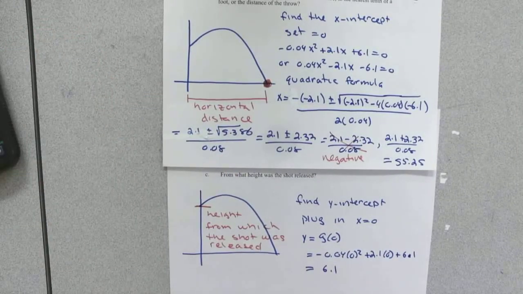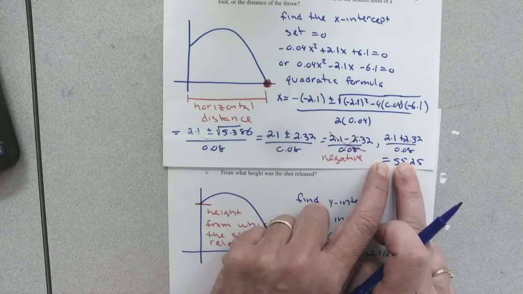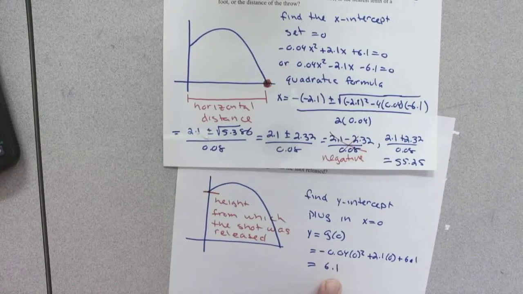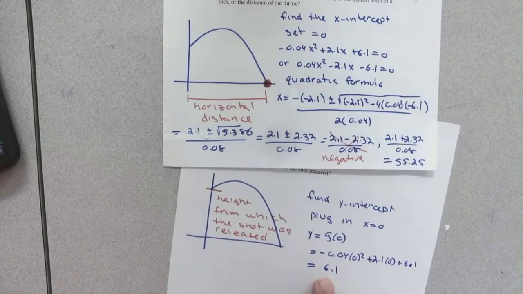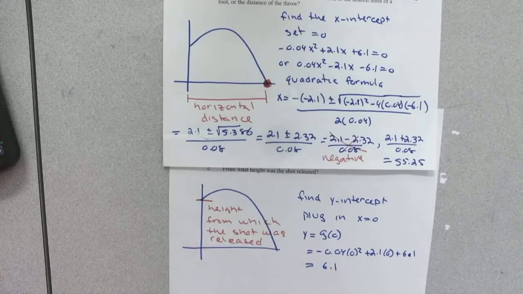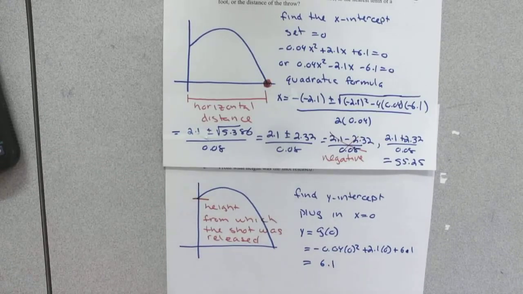Which seems reasonable. I mean, not that I know anything about shot puts, so I don't know if this 55 feet was reasonable for a shot put. Can people throw shot puts that far? I don't know. But this makes sense to me. Let's say the person throwing the shot put was 6 feet tall. So when they went to throw their shot put and their arm was maybe up a little bit, the height from which they released the shot put, 6.1. And so there's the height from which the shot put was released.